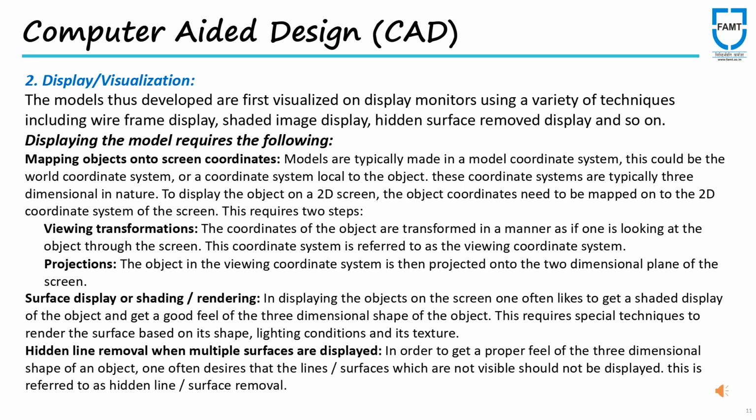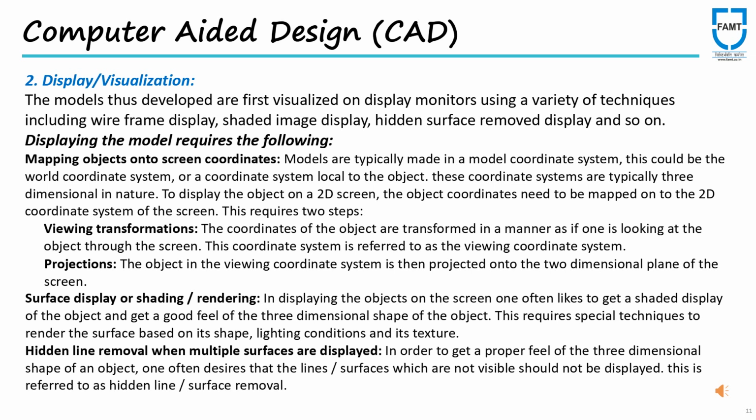Then comes surface display, or shading and rendering. Shading and rendering means that in order to have a very good feel of the three-dimensional shape of an object, you can render various effects. It may be in terms of texture, shade, color, and so on and so forth. This requires special techniques to render the surface based on its shape and lighting conditions as well as the textures, as I said earlier.